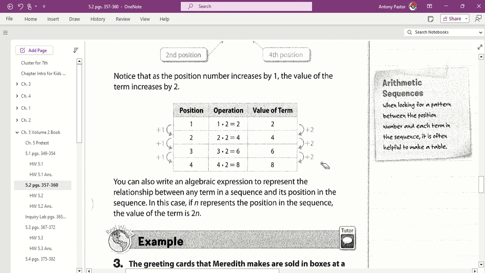Therefore, we have turned our sequence into an algebraic expression. Each value of the term is twice the number of the position. So for our fifth term, we would plug in 5 here. 2 times 5 would be 10, and so on.